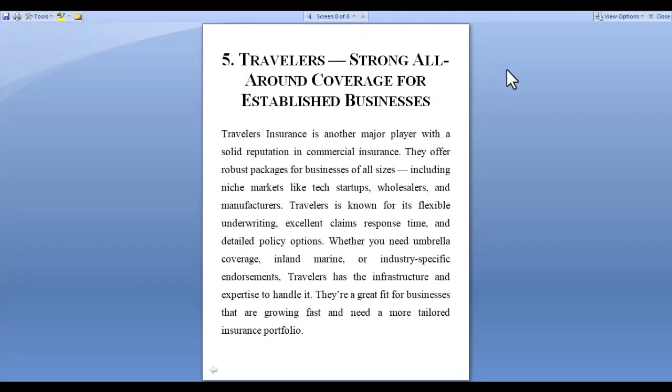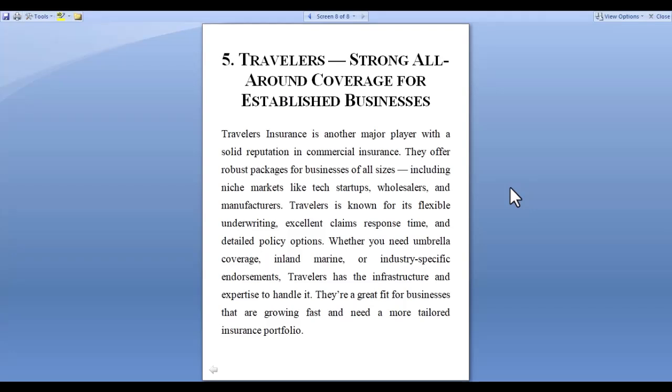The last one on the list is Travelers, strong all-around coverage for established business. Travelers Insurance is another major player with a solid reputation in commercial insurance. So they offer robust packages for businesses of all sizes, including niche markets like tech startups, wholesalers, and manufacturers. Travelers is known for its flexible underwriting, excellent claim response time, and detailed policy options.